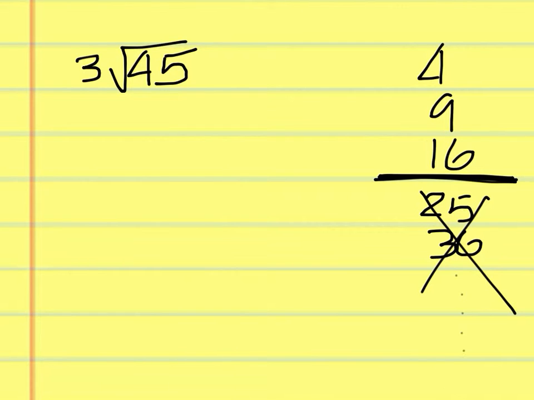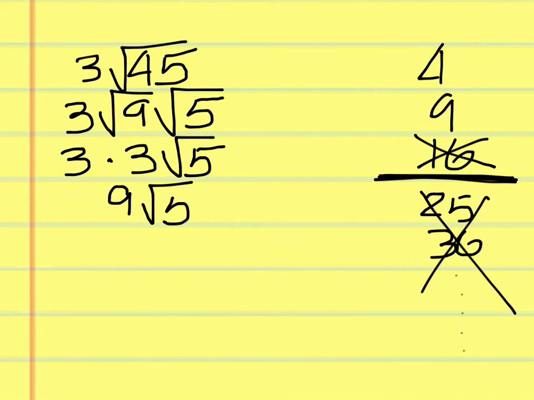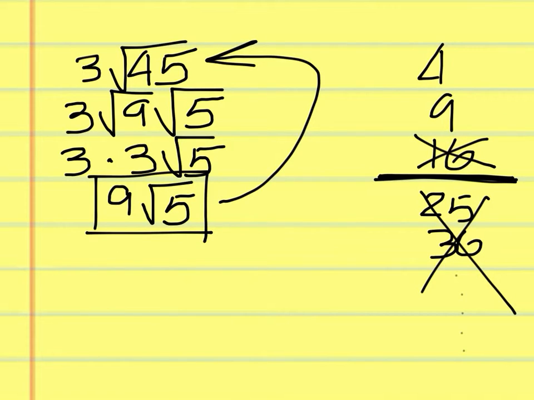Will 16 go into 45? Nope. What about 9? Yes. So 3 square root of 9 times square root of 5. And the square root of 9 is 3. 3 times 3 is 9. So 9 square root of 5 is the simplified version of 3 square root of 45.